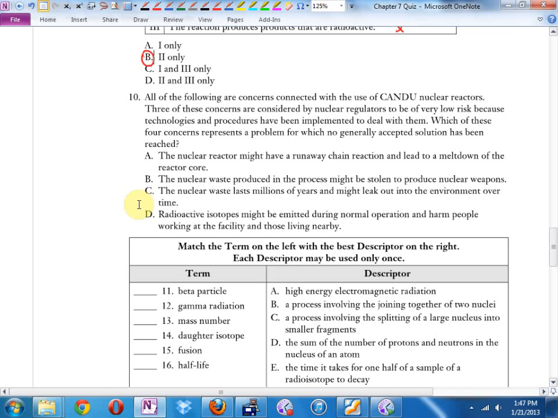So we don't have a lot of nuclear reactors here in Canada, in BC. Out east, they do.